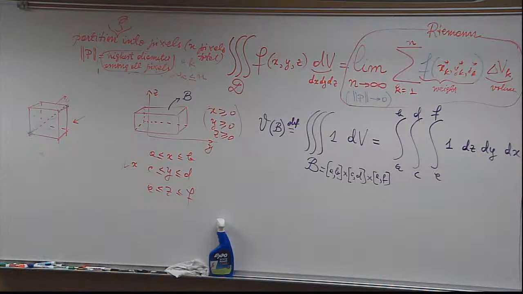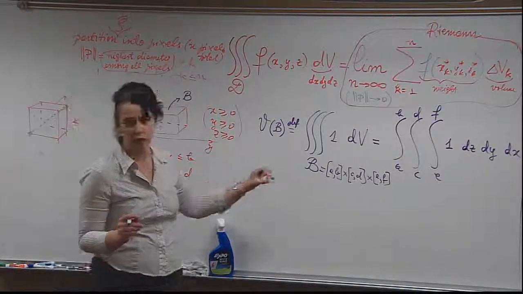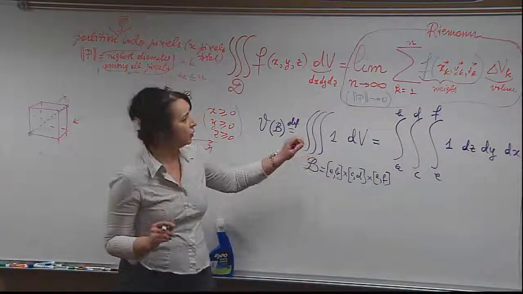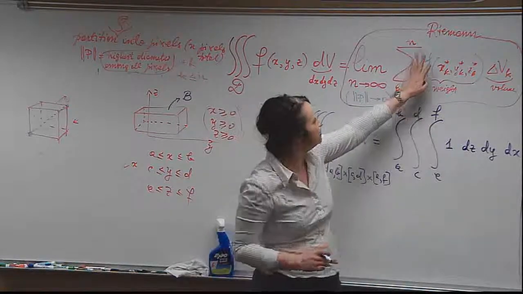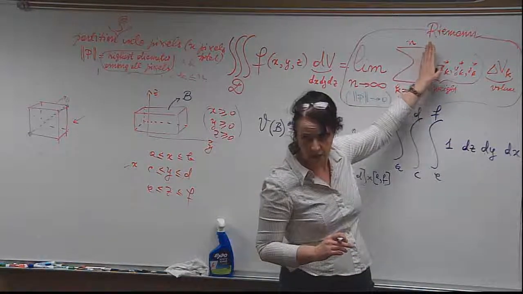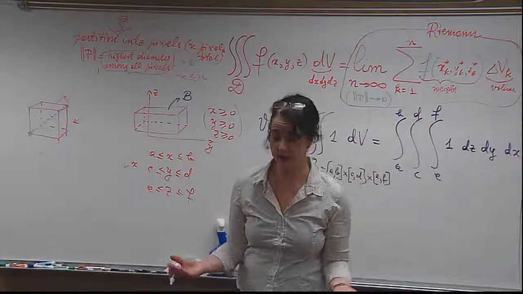Professor, why did you use 1 dV? Okay, you will see in a second. This is the same thing we do for areas. So when you compute an area, very good question. If you use 1 here and you put delta A_k, that is the graphing paper area.